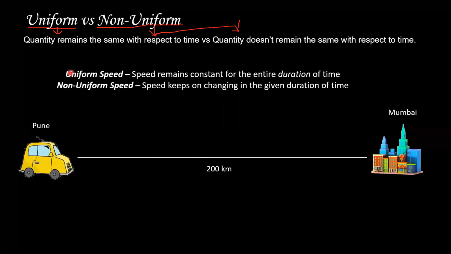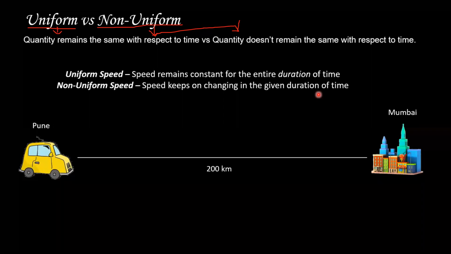Uniform speed: speed remains consistent for the entire duration of time. Non-uniform speed: speed keeps on changing in the given duration of time.